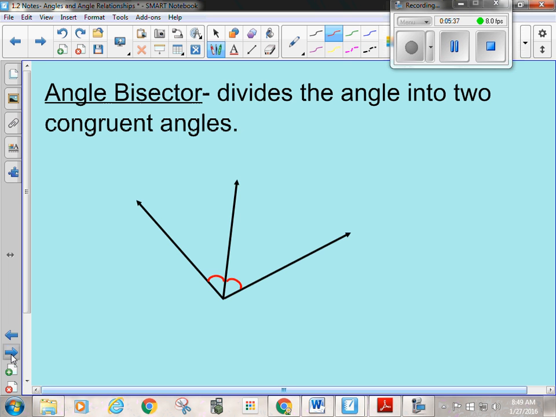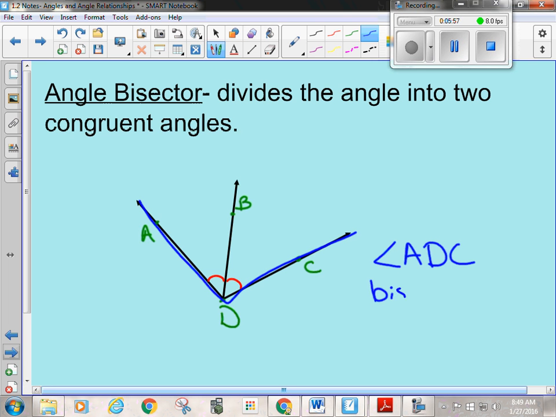So if I label some points here, we have A, D, B, and C. I can say that my large angle, angle ADC, that's referring to this big angle, is bisected by segment, or ray, I should say, DB. Okay, and that has created two congruent angles.